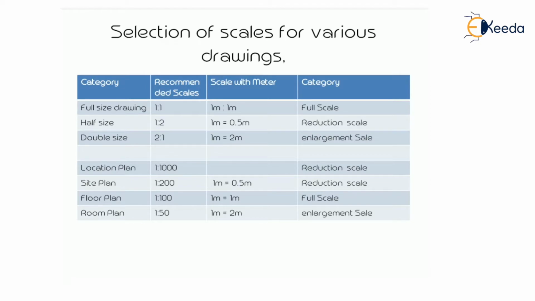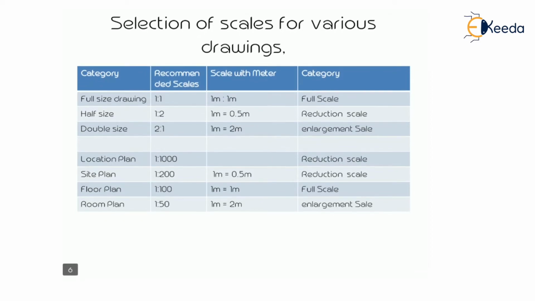So the location plan, site plan, floor plan and room plan have their different recommended scales. Location plan has a different scale, 1 is to 1000. Site plan has a scale, 1 is to 200. Floor plan has the scale, 1 is to 100. Room plan has a scale, 1 is to 50, because we require more details in a room plan. That's why we enlarge the scale.